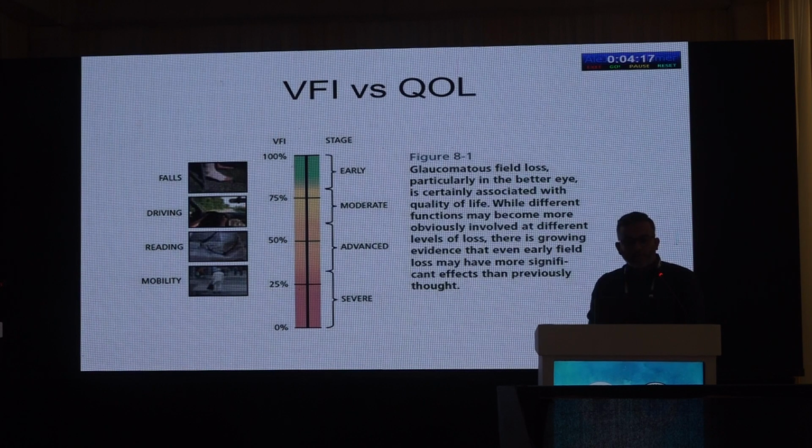I told you about VFI. Now this is something you have to be aware about. Once VFI reaches 40 and below, there is disability in the patient's mobility also. So don't wait till 0. Below 40 or 30 itself, patients can have severe visual impairment.